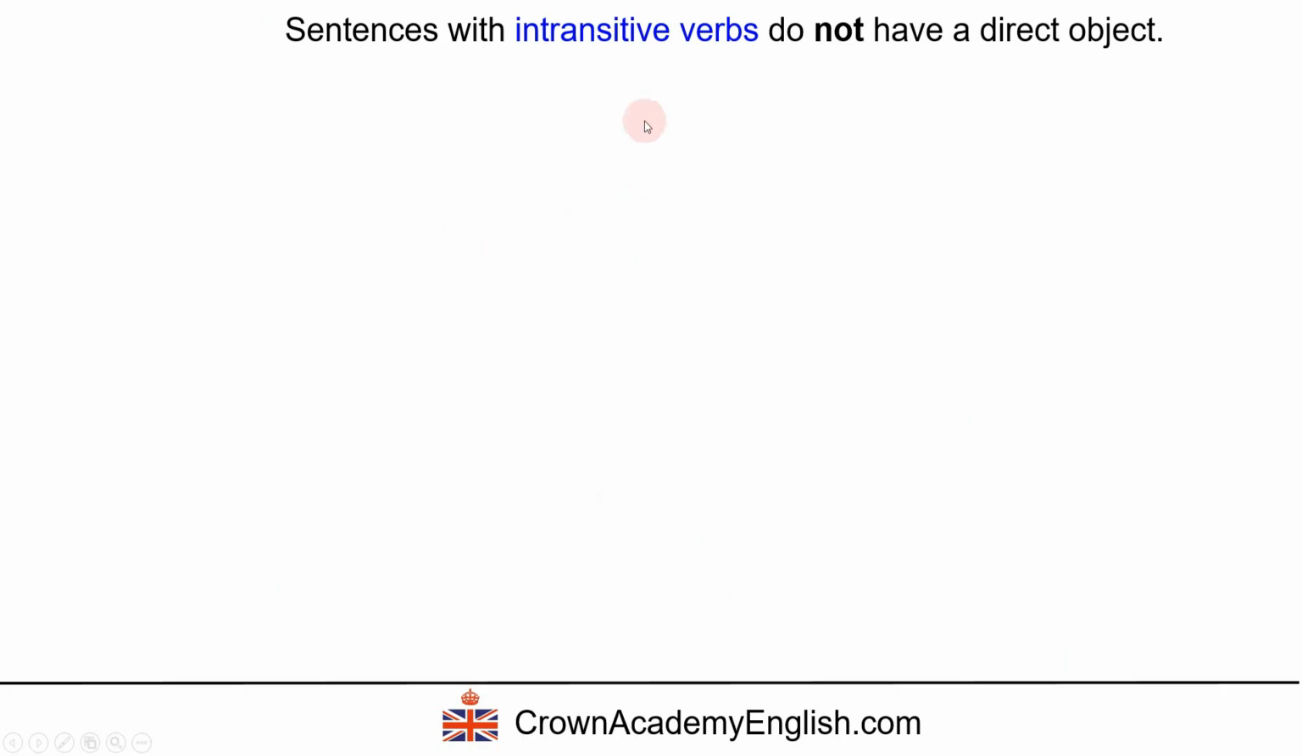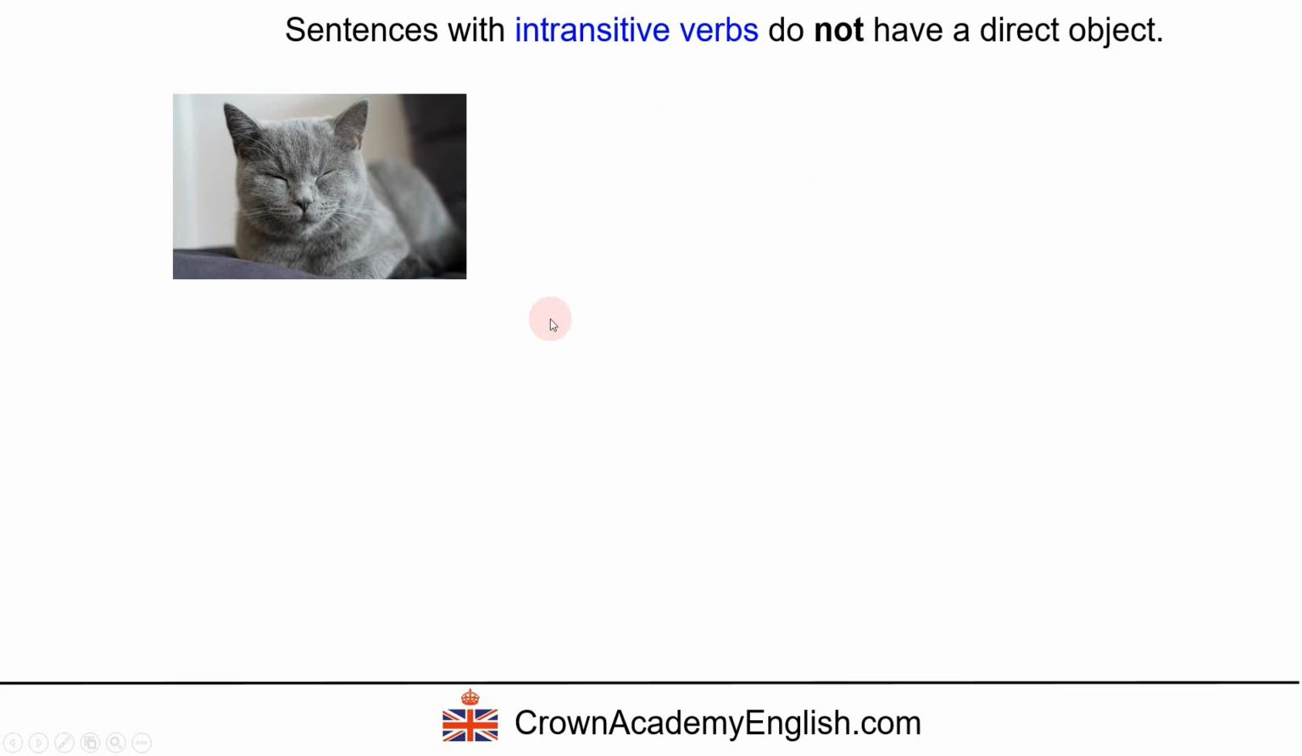Now, sentences with intransitive verbs do not have a direct object. In fact, that is the definition of an intransitive verb. It does not have a direct object. So here is a very common example. The cat is sleeping. With an intransitive verb, we have a subject and we have the verb. But that is all. We do not have a direct object.